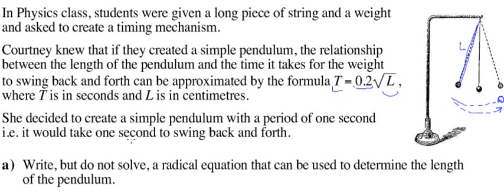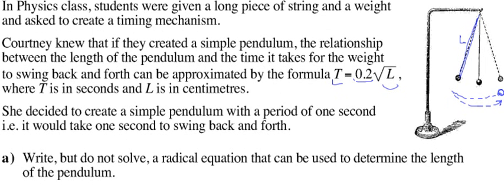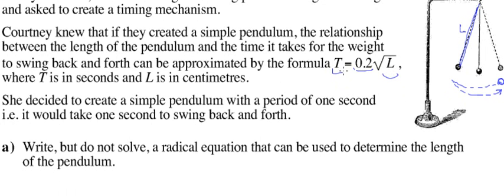And so Courtney's trying to make a pendulum that takes exactly 1 second, the kind that you could base a clock upon. So how do we solve for that? We've got that the period of a pendulum is 0.2 root L. And she wants the period of this pendulum to be exactly 1 second, so we want 0.2 root L to equal 1.